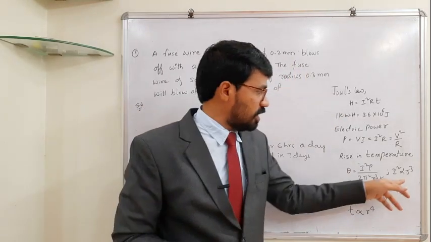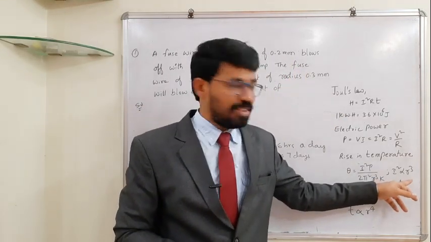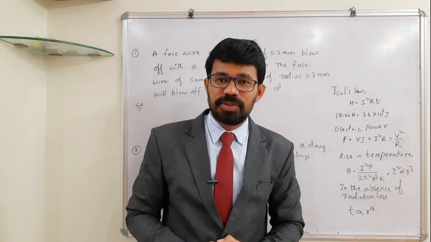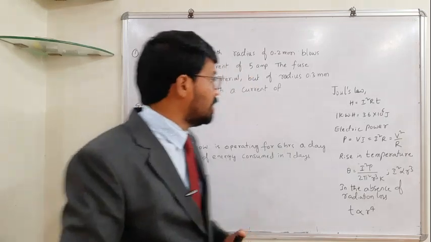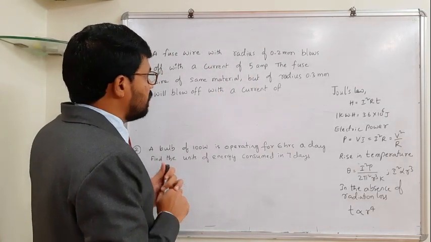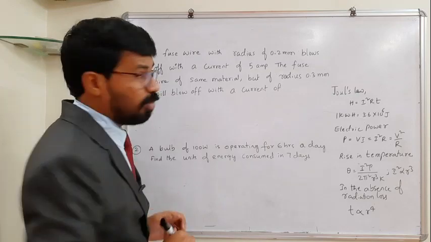If the fuse wire's thickness is increased, what happens? Radius increases, right? So if the radius increases, the current at which it is going to blow will also change. It also increases, isn't it? So let us try to find out at what value of current this 0.3 mm radius fuse wire blows off.